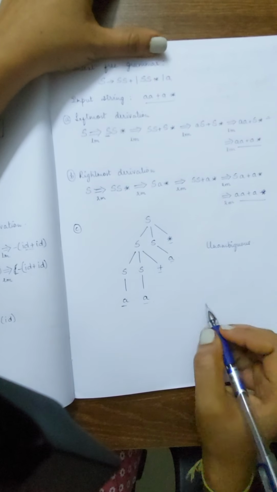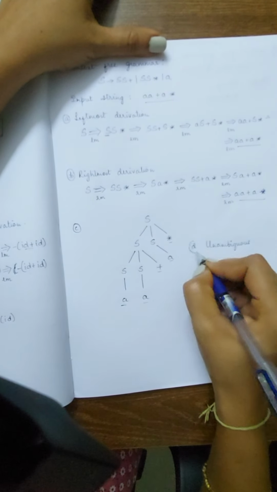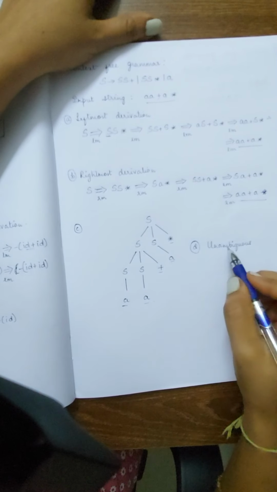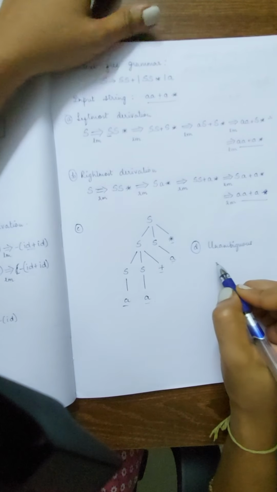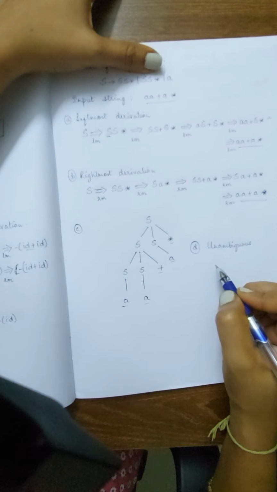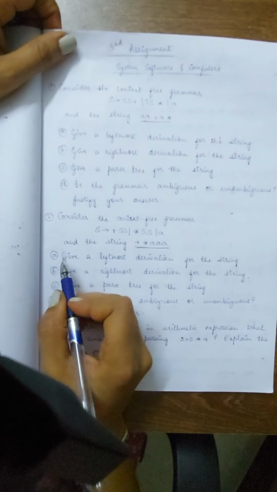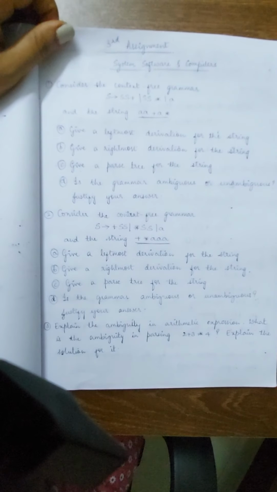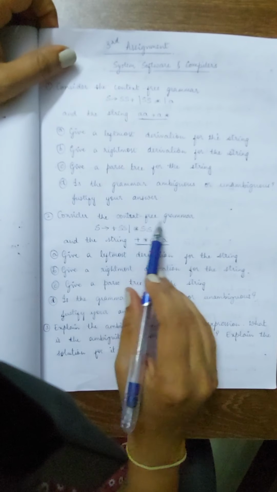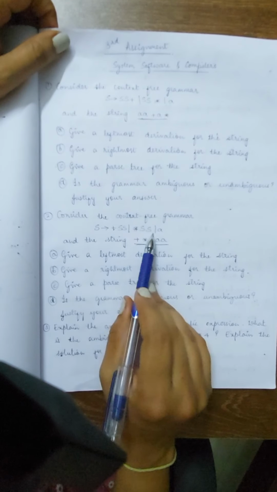Alright, so that was the fourth question that was asked. Correct, right? So we had to tell whether this grammar is ambiguous or unambiguous. So let us take another example over here. We have to consider the context-free grammar in this way.